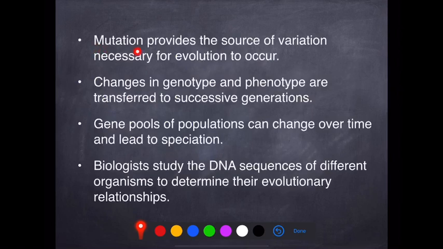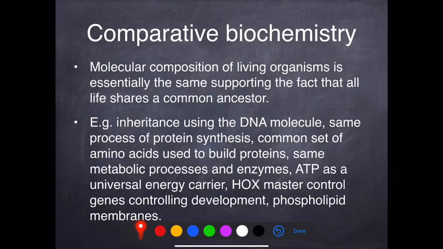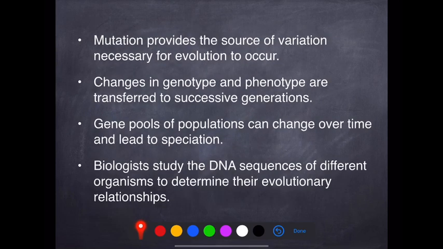Right, so we know that mutation provides a source of variation. We know that whatever changes in genotype and phenotype occur, those are then transferred to successive generations. And we know that gene pools can change over time. This leads to speciation. So when we look at our evolutionary relationships, that's how we come up with a phylogeny. So phylogenies or phylogenetic trees used to be based purely on appearance. So even if you dissect an animal and look at its internal appearance, it's purely based on characteristics that you could see with the naked eye. Now it's based on what you can see under a microscope, as well as DNA and genetic evidence.